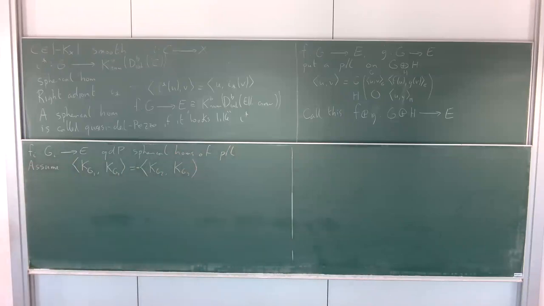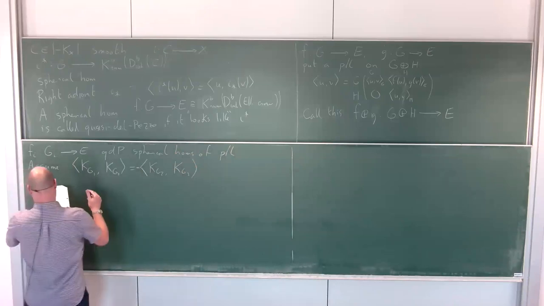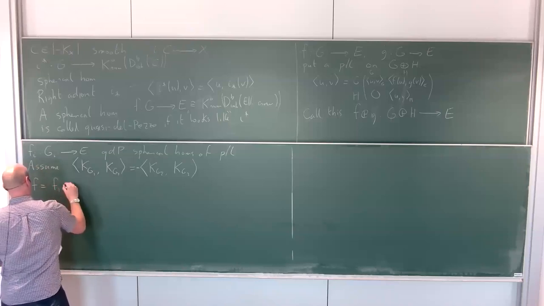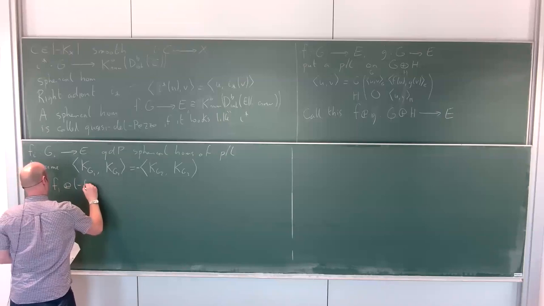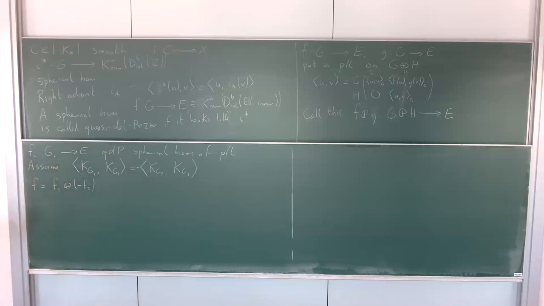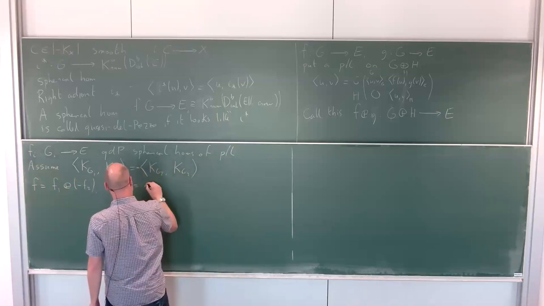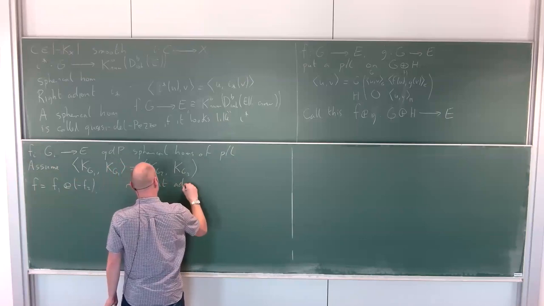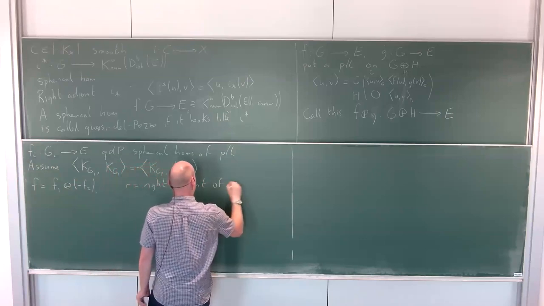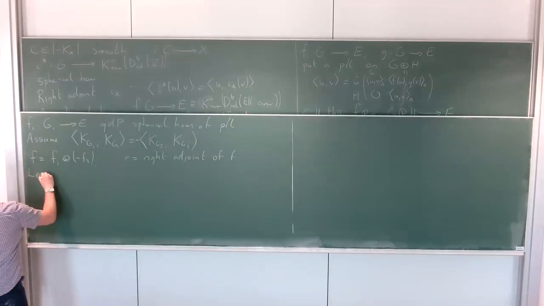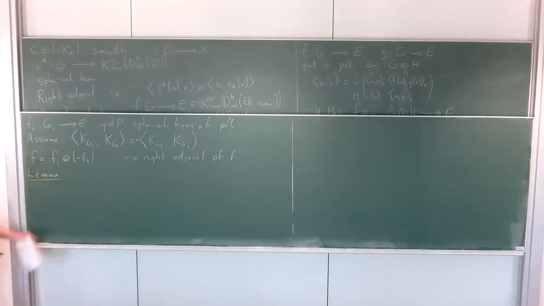I'll talk about where this condition comes from in a moment when I give you an example of where this stuff comes up. Then I can define F to be the semi-direct sum of F1 with minus F2. This thing works out to be a spherical homomorphism. I'm going to let R be its right adjoint. And then we have the following lemma. This is purely a statement about pseudolattices. It does not use any of the geometry here. It's just a purely algebraic statement.